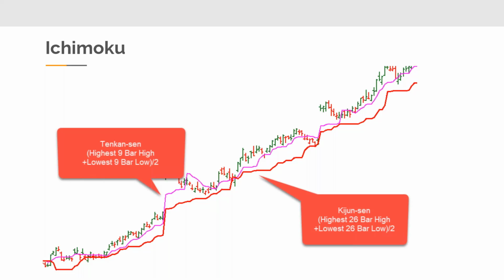Number one is, is it bullish? Are we bullish right now? That's true if our Tenkan-sen is above our Kijun-sen. And the second one is as a signal. If our Tenkan-sen crosses up above our Kijun-sen, like it does right here, that's going to be a secondary buy indication. Okay, I have a live chart.